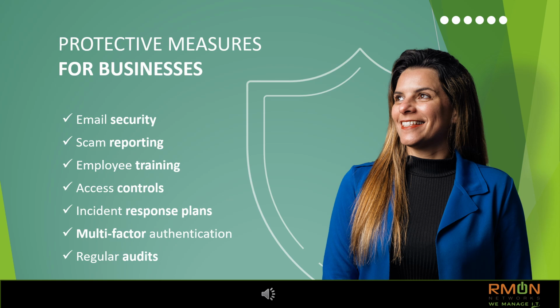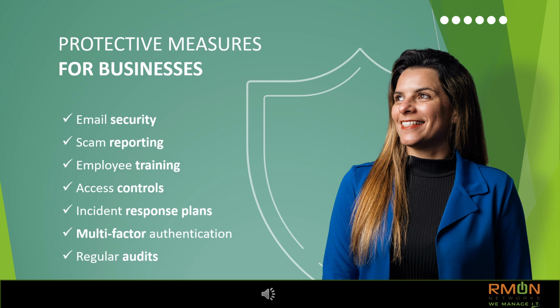Access controls. Limit who can see what. Only give sensitive access to those who truly need it. That way, even if someone gets tricked, the fallout is smaller. Incident response plans. Don't wait for a breach to figure out what to do. Have a game plan. Who gets notified? What's the first step? A clear plan saves time and reduces chaos.